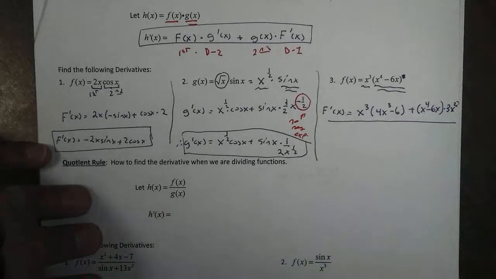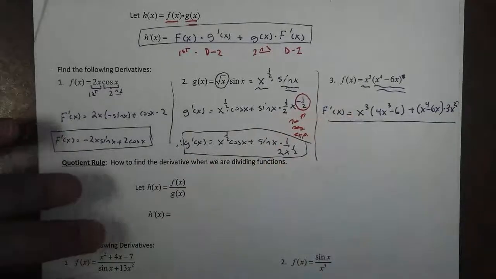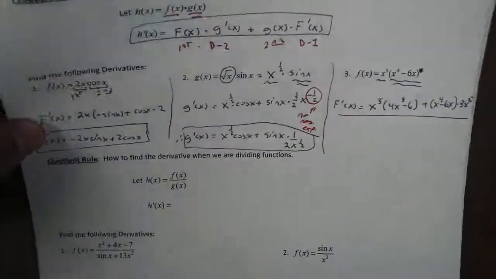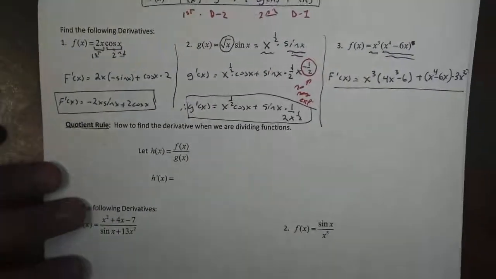Don't simplify. That's our rule. Okay? Don't simplify. Just leave that alone. Unless you're like, Mr. Werner, I'm bored. My parents want me to simplify, so here you go. Don't do it. So that's the product rule.